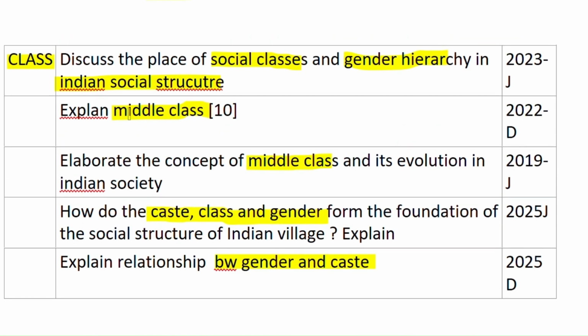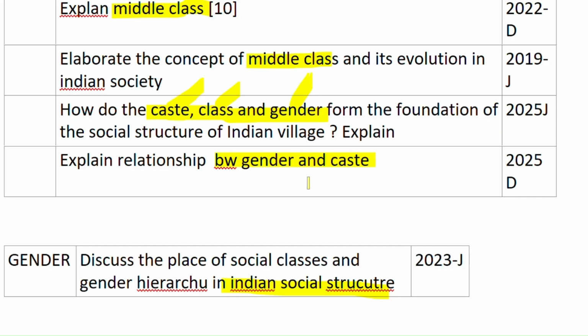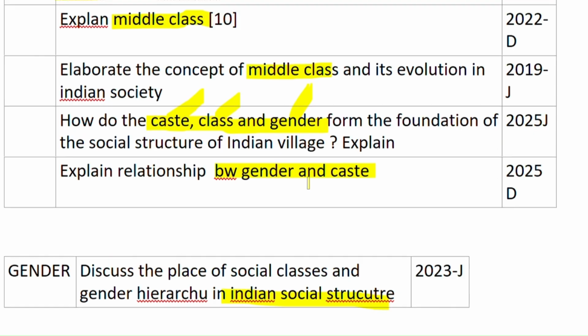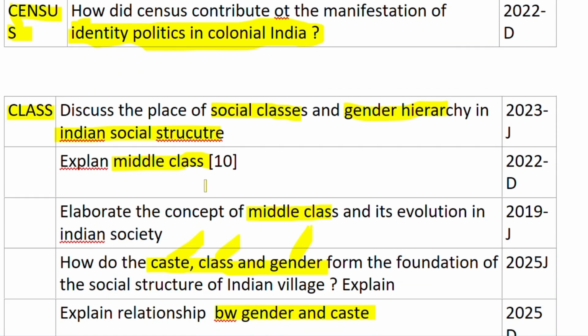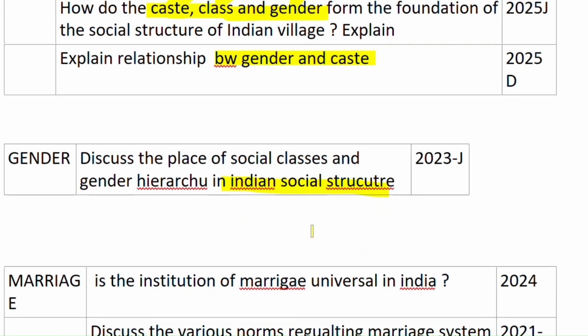So from class, two times it was asked about the middle class perspective, and in most other cases it was combined with caste and gender, and the questions were on how it impacts or affects the Indian social structure. So while learning caste, you should be able to connect it with class and gender. That's how the questions from this topic of class happen. If you learn caste and the four perspectives on it, then you will be able to link what class is and how it is related to caste and gender.